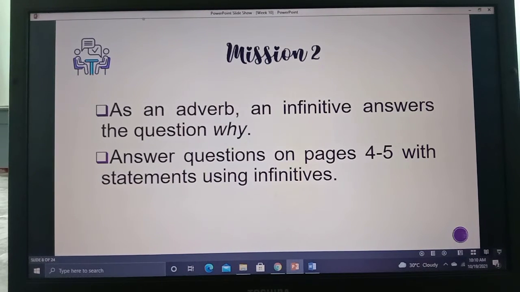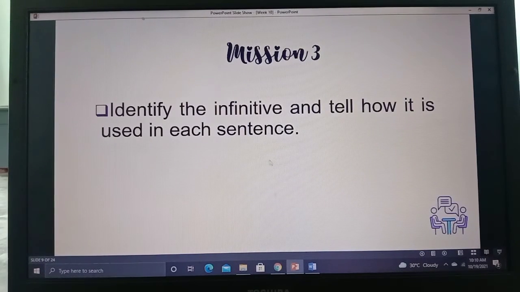And then, mission 3. Mission 3 naman, you're going to identify the infinitive and tell how it is used in each sentence. So, parang ganun din sa mission 1. Again, saan isusulat ang sagot sa papel. Tapos i-attach sa learning guide.